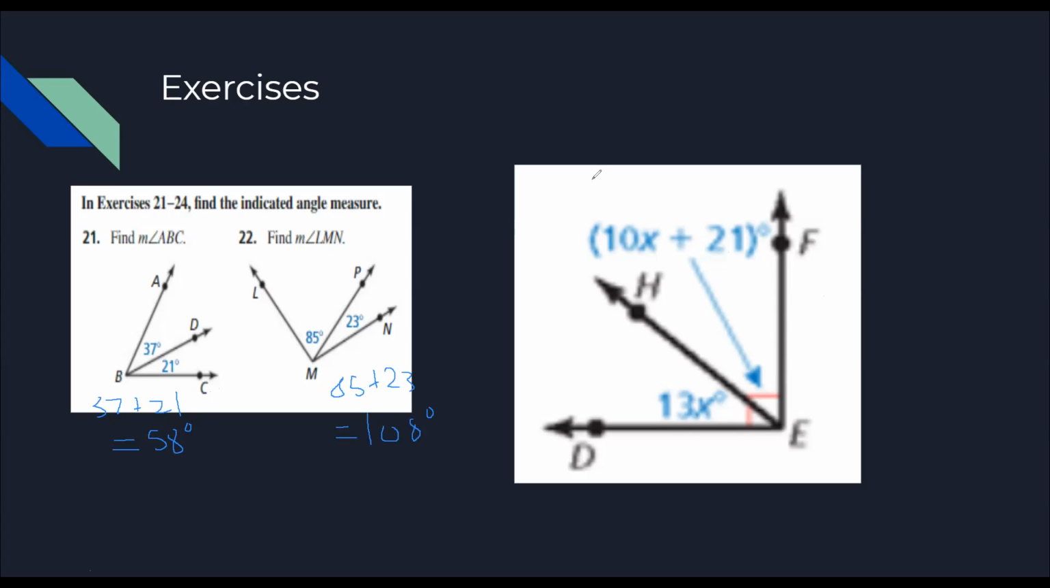So you know that 13x plus 10x plus 21 is equal to 90 degrees because it has the little rectangle thing right here. So that's 23x plus 21 is equal to 90, and 23x is equal to 69 if you subtract 21 on both sides. And if you divide by 23 on both sides, you get x equals 3.